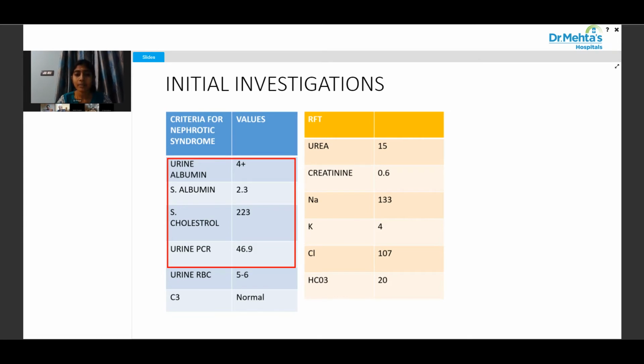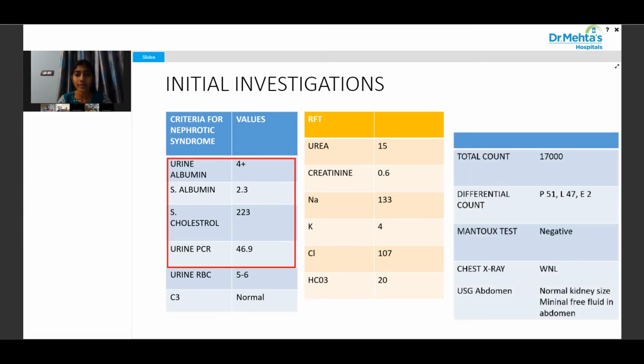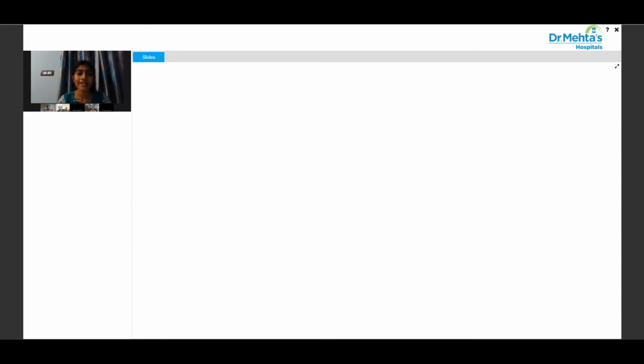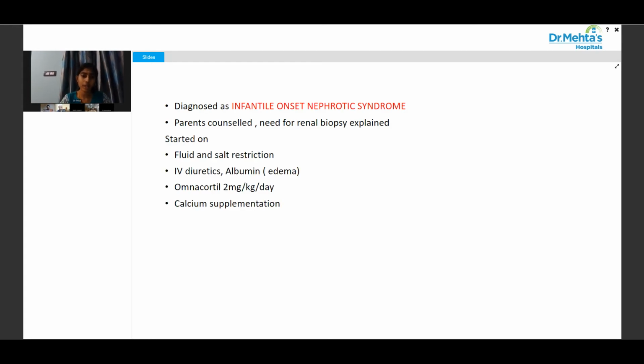Other investigations were done before initiating steroid to rule out immunosuppression. Total count was 17,000. Differential counts were within normal limits. Mantoux was negative. Chest X-ray was within normal limits. Ultrasound abdomen showed normal-sized kidneys with minimal free fluid in the abdomen. So the child was diagnosed as infantile onset nephrotic syndrome as he presented at 9 months. Parents were also counseled regarding the need for renal biopsy in future.